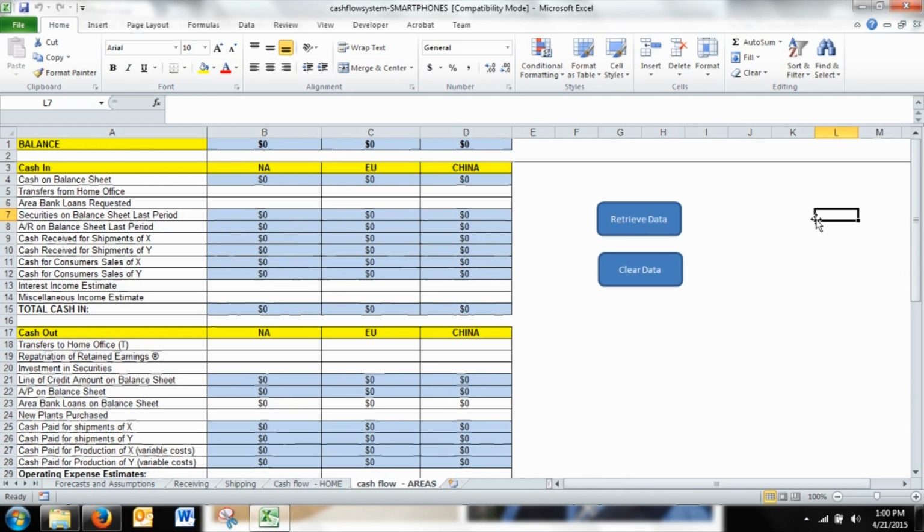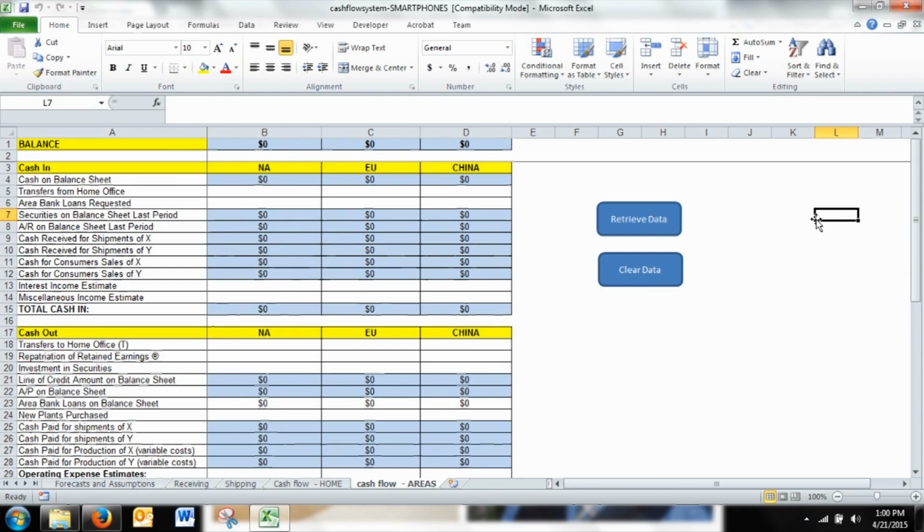Okay, this is a little bit different from the projections workbook that you might have seen earlier. This is one that you can use during the game. When you're making decisions, you can put some of your data into this particular workbook and manage your cash flow as you're going.